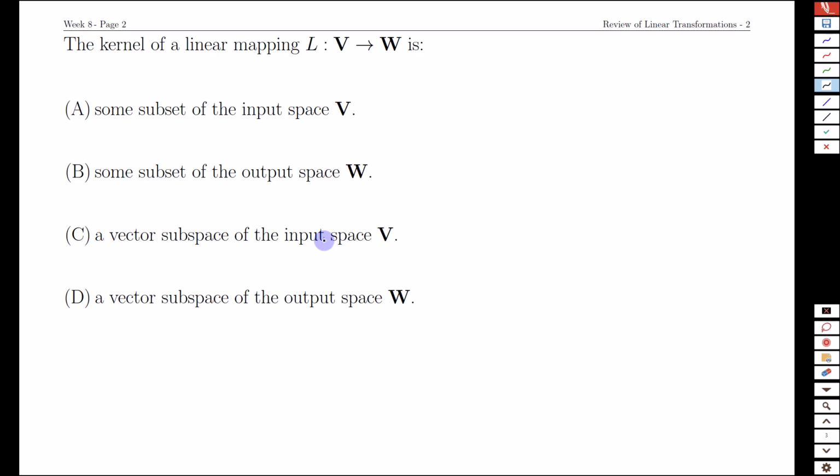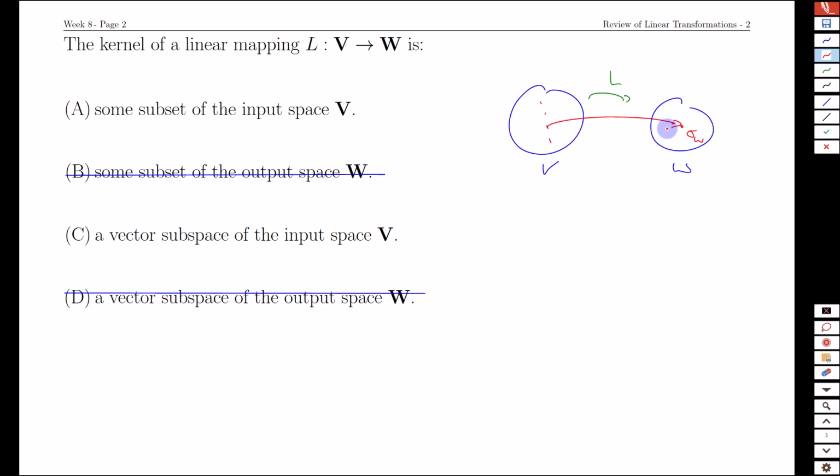Well, there's a hint on the previous slide, which was that the kernel has to be some property of the input space, so it cannot be anything about the output space. We already know from our configuration here that the zero vector is in the output space, and it's the zero vector. That's the only thing associated with the output space and the kernel. Everything in the input space is what we're talking about that maps to zero, and it's not just some subset.